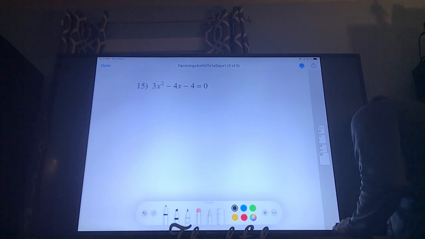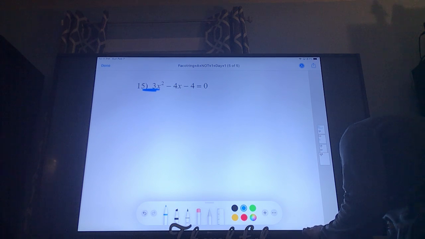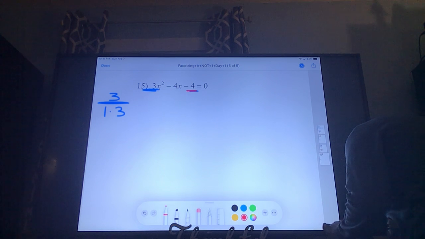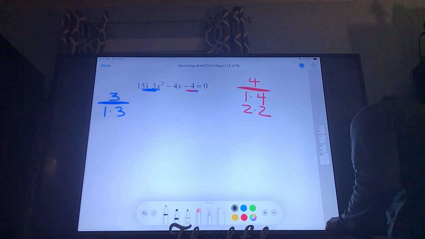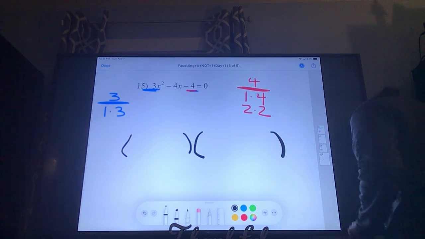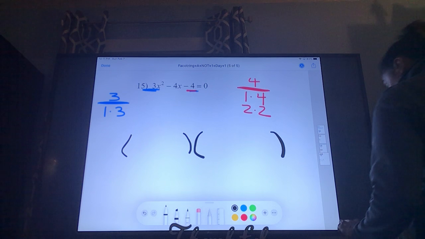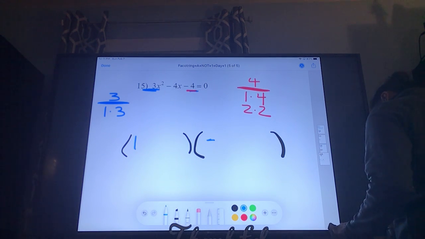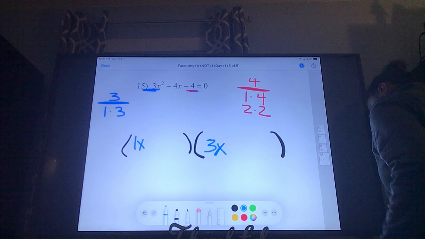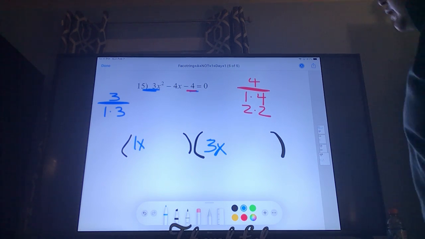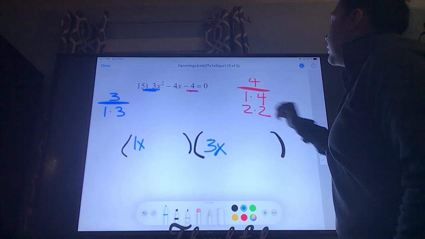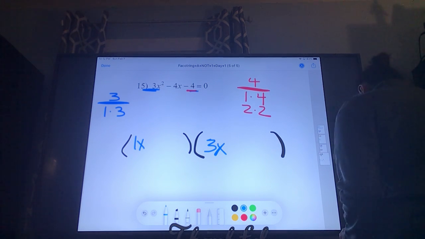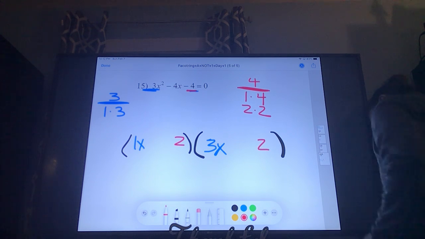Okay, 15. So we have 3, so you have 1 and 3, and then for our back number, we got 4. We got 1 and 4, 2 and 2. Okay, draw your parentheses, and you can fill in 1 and 3, X and X. Okay? And we usually start with the top, so let's start with the 2 and 2 this time and see. Maybe that'll work. I genuinely don't know, so don't think I'm trying to trick you. So let me try 2 and 2.